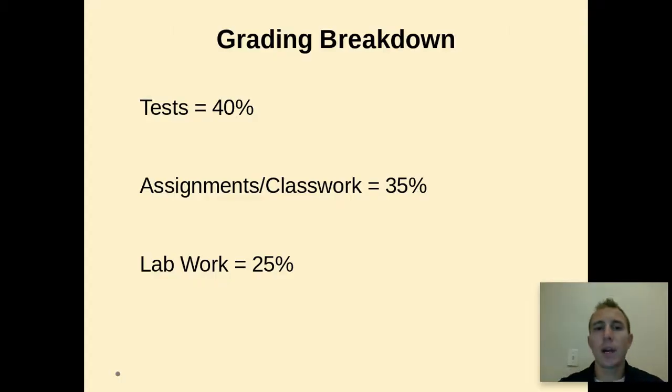All right, moving into some more of the logistics. Our overall grading breakdown has categories. Tests and assessments, which will look a little bit different in remote, will make up about 40% of our overall grade in this class. Assignments and classwork, our typical day-to-day stuff, will be about 35%. And then lab work, mostly what we'd be doing in hybrid, will take up about 25%.